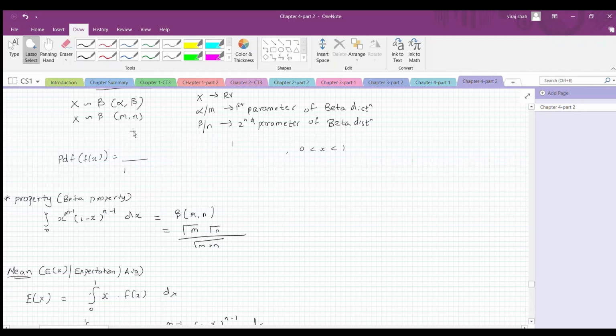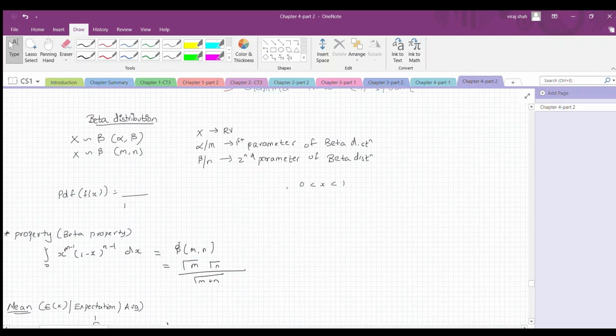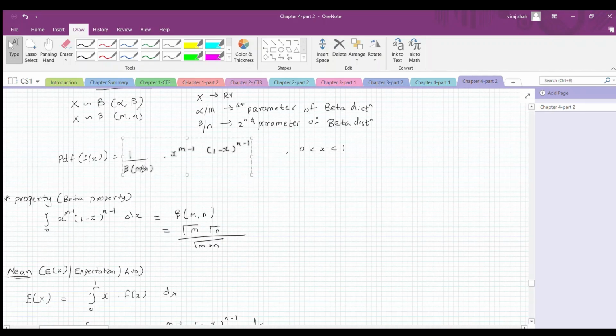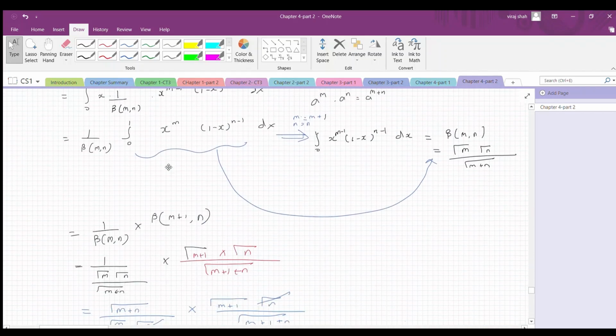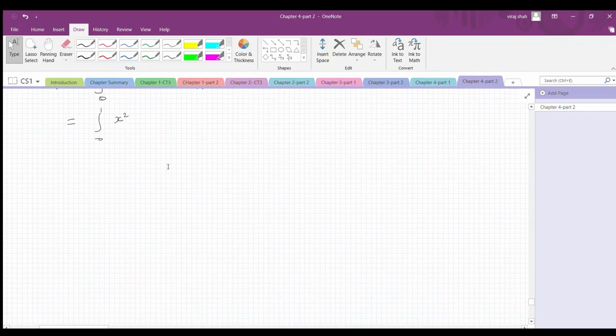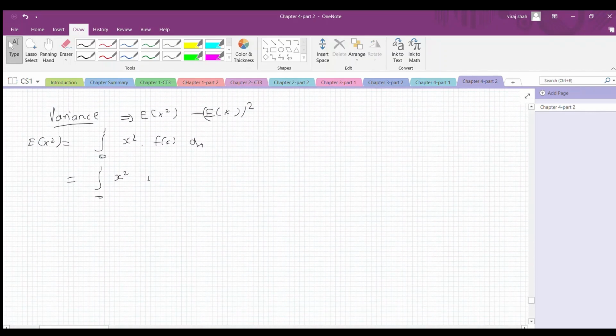Instead of f of x, I will write the value of f of x, which is nothing but this, right?